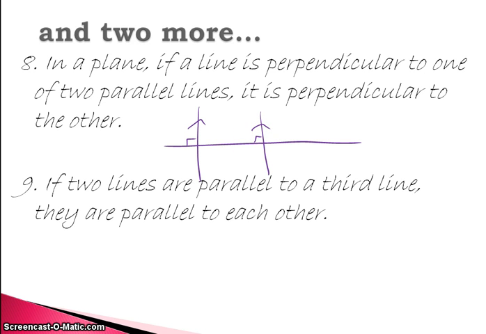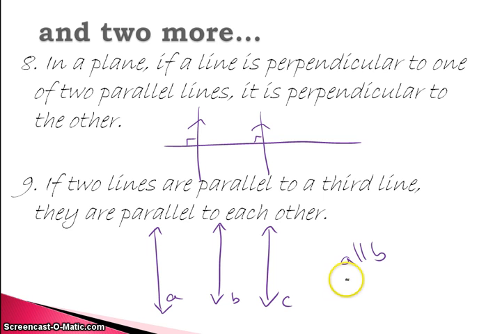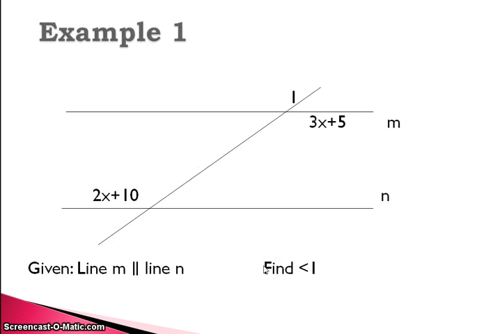And another idea that we see is if two lines are parallel to a third line, then they are parallel to each other. So I have one line here, another line here, and another line. If I knew that, say, A was parallel to B, and A was parallel to C, B and C are both parallel to A, so they are also going to be parallel to each other. Realistically we just have three lines that are parallel to each other. Now I want to go through a couple examples with you guys.